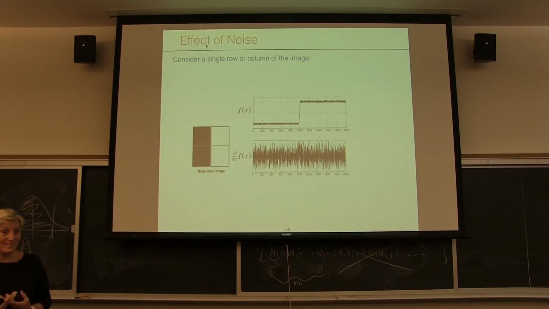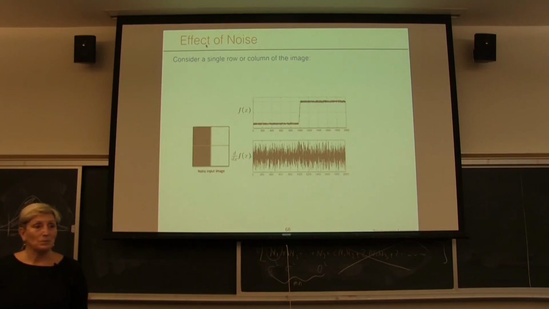Where is my edge? It's hard to know now, right? The derivatives are bad for noise. We saw that when we average, we decrease the variance of the noise. When we do differences, we increase the variance of the noise. What would be the solution to this problem?